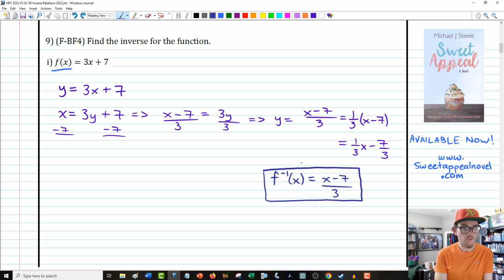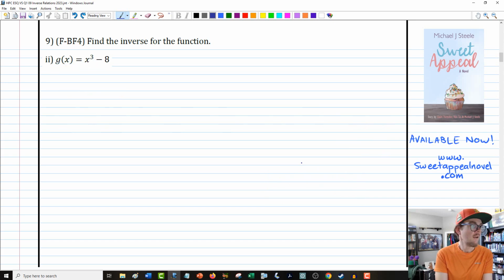So there we go. There's our first one. Comes out really clean. And if you wanted to test this, you could use composition to make sure that it plugs in and spits out x, but I know that it does. So I'm not going to bother.